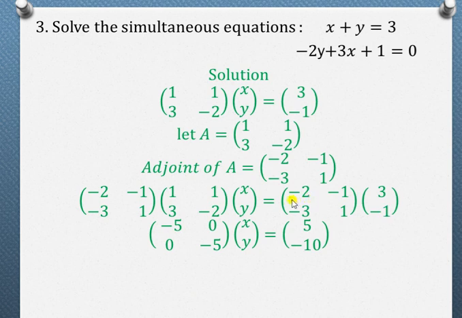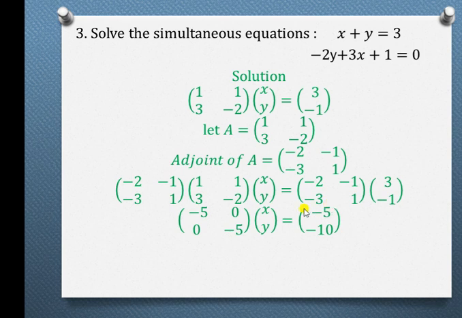Into xy is equals to. So you multiply this row by this column. So it will be negative 2 by 3, which is negative 6. Then negative 1 times negative 1 is positive 1. Now negative 6 plus 1 should be giving us negative 5. So this is supposed to be negative 5, not positive 5. The negative 3 by 3 will give us negative 9. Then 1 by negative 1 will give us negative 1. Should you add them, you will surely get negative 10.